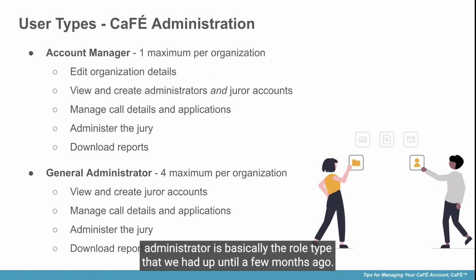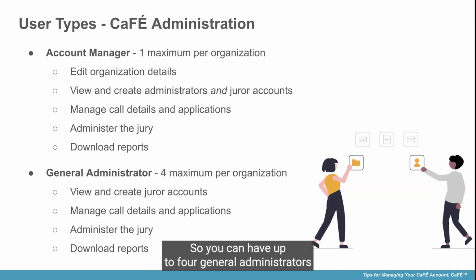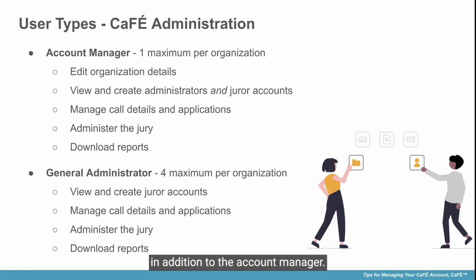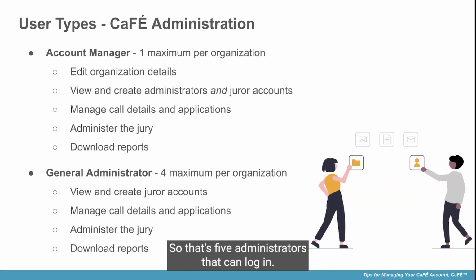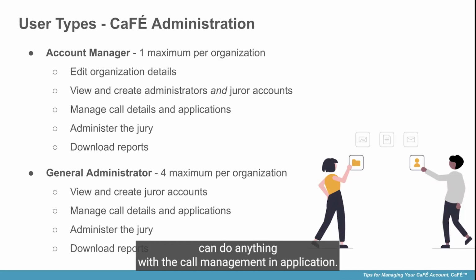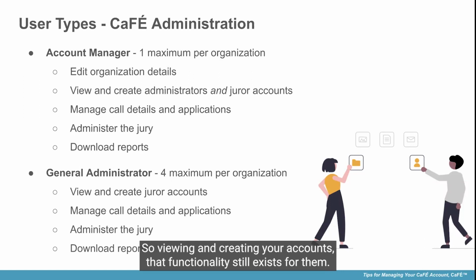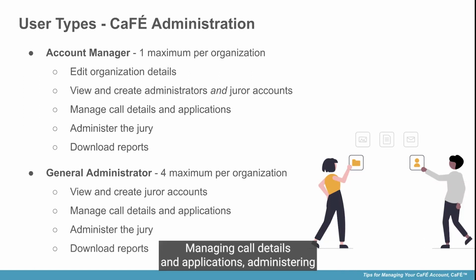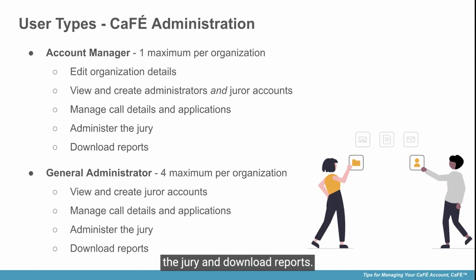The general administrator is basically the role type that we had up until a few months ago. So you can have up to 4 general administrators in addition to the account manager. So that's 5 administrators that can log in overall. The general administrators can do anything with the call management and applications. So viewing and creating juror accounts, that functionality still exists for them. Managing call details and applications, administering the jury, and downloading the reports.